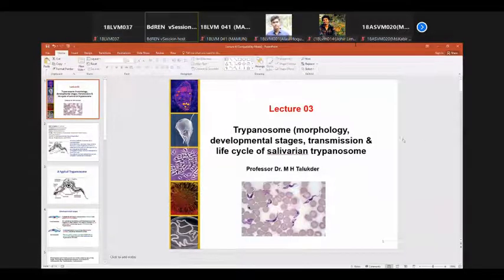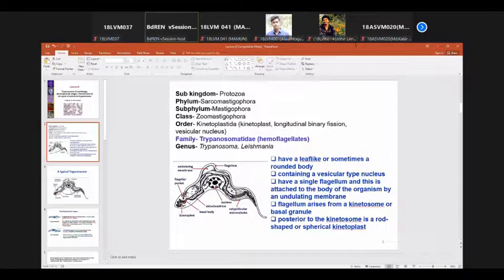Okay. So we discuss about their morphology, their developmental stages, and the transmission and life cycle of salivarian trypanosomes. The trypanosomes that use the anterior station of the vector for their development. Okay, let us see.